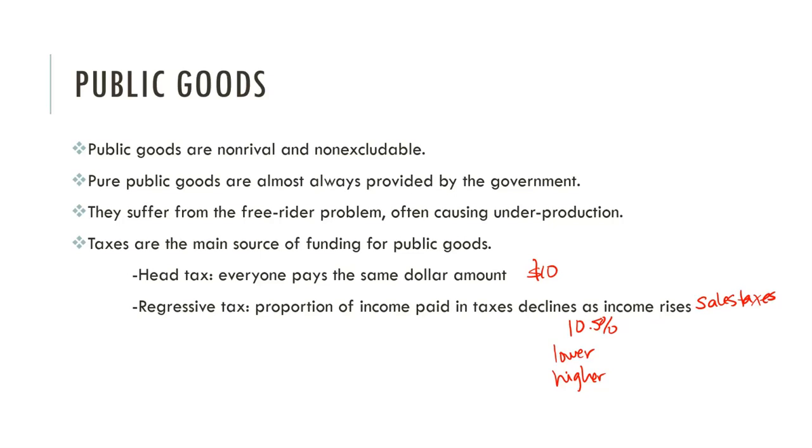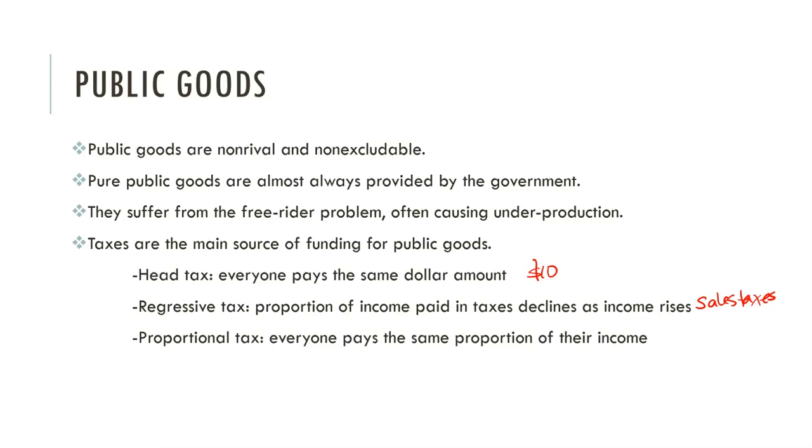lower income people maybe spend most of their money on taxable, we'll just say half of their income on taxable stuff. And higher income people maybe are spending a quarter of their income on taxable stuff. So when you look at the percentage to their income, the amount of their income they're paying as sales tax is going to be less when they're a higher income group versus a lower income group.